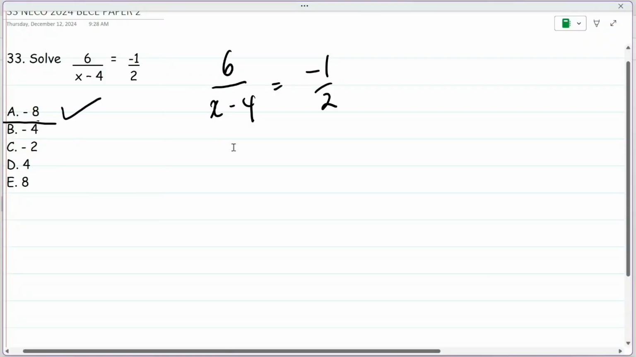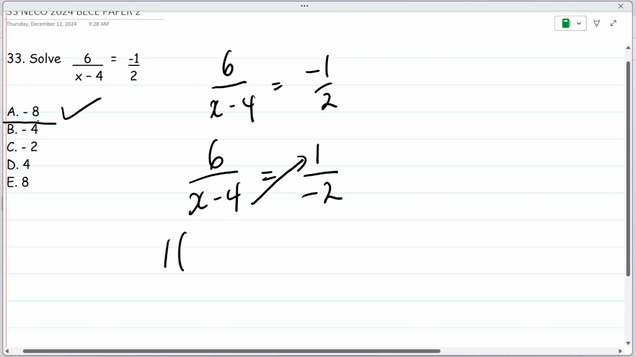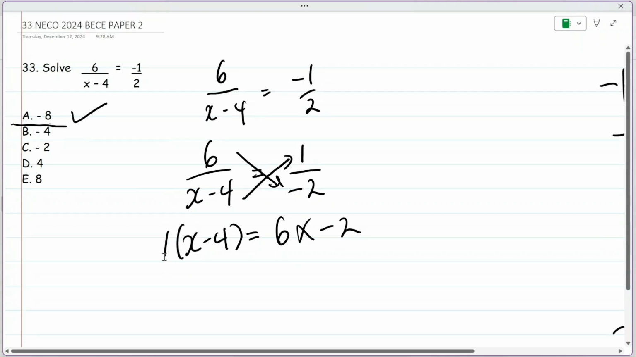Method 2. Let's say we're not giving the negative to the 1, we're giving it to 2. We have 6 over x minus 4 equals 1 over minus 2. Just to prove that if any of them gets the minus, you still get the same answer. We cross and multiply. We have x minus 4 times 1 as 1 into open bracket x minus 4. Because these two are together, you have to leave them together with the 1 outside. Then you have equals, on the other side you have 6 times minus 2.